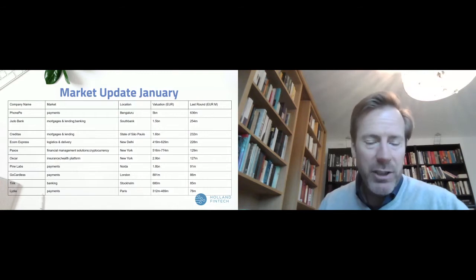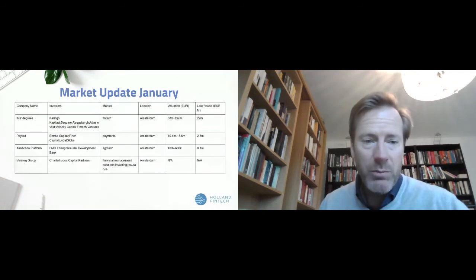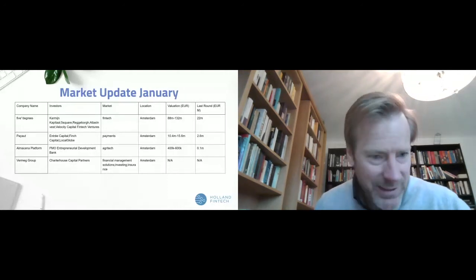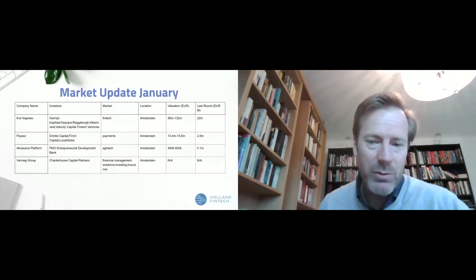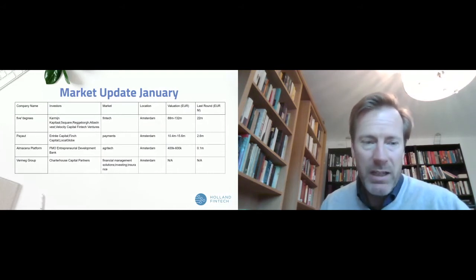Then just briefly in the Dutch market, because they didn't make it into the top 10 of Europe, 5 Degrees announced a large round, and we saw some smaller rounds from Payout, Almaxena, and Vermeer Group, all of which managed to raise some funding. And it's good to see that the ecosystem is still vivid with investment deals, even though doing deals during Corona in a remote situation is still a bit tougher than it was before. And really nice to see that 5 Degrees made this big round to further scale their banking platform.